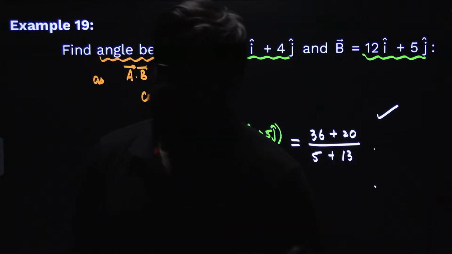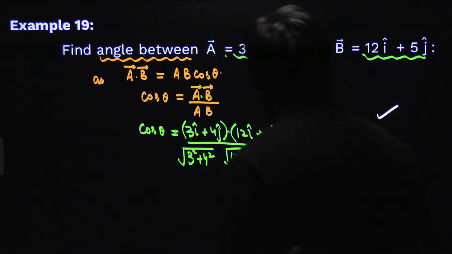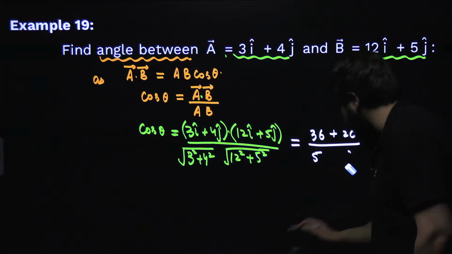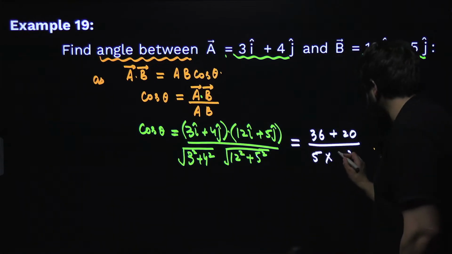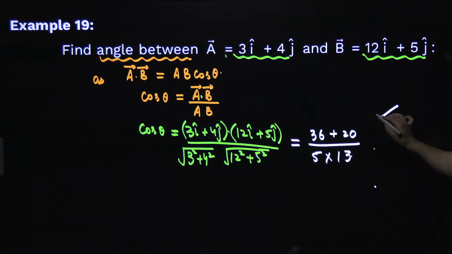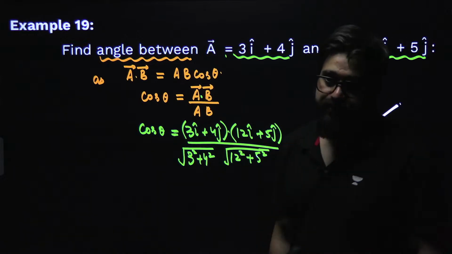Guys, is this crystal clear? Okay, this is not plus over here. This is multiplied by 13. This is 5 into 13, because they are in multiplication. Okay, this is the answer in this particular case.